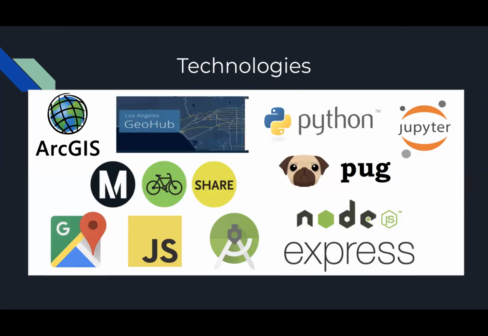Some of our technologies used include ArcGIS mapping and visualization framework, Los Angeles GeoHub, Python, Jupyter Notebook, Metro Bike Share data, including historical data and real-time data, Google Maps API, JavaScript, Android Studio, Node.js Express, and Pug Template Engine.